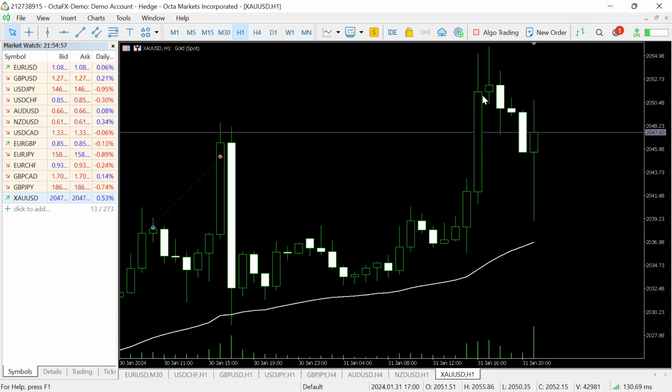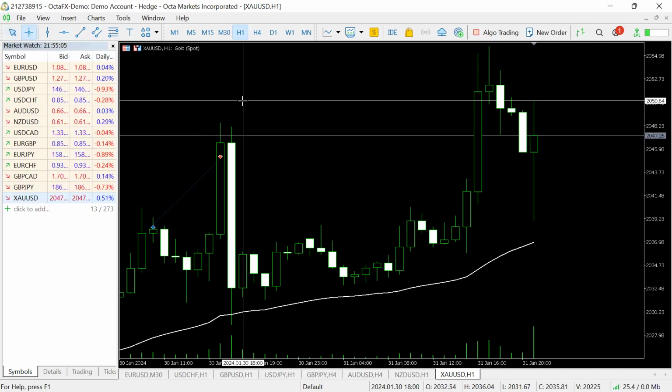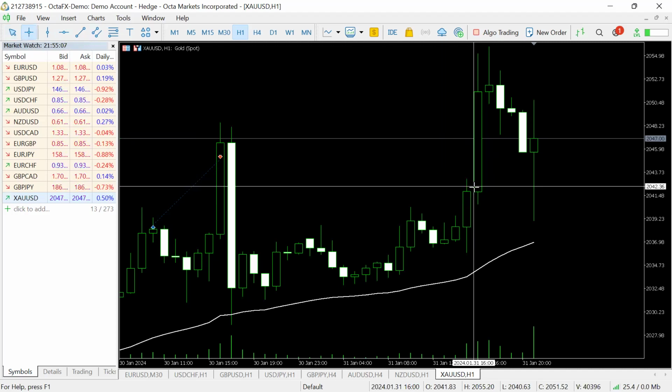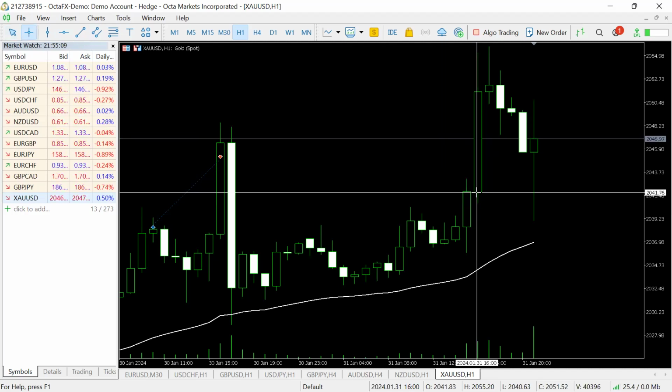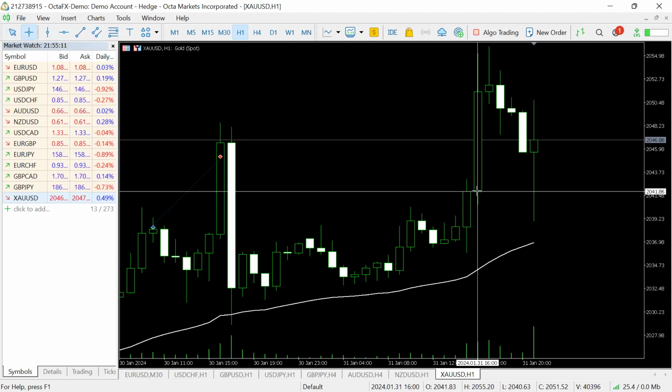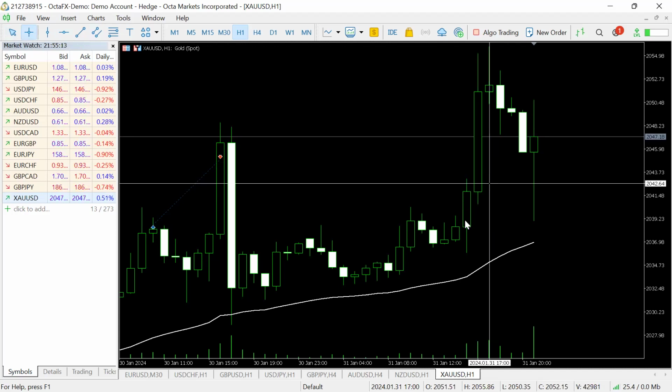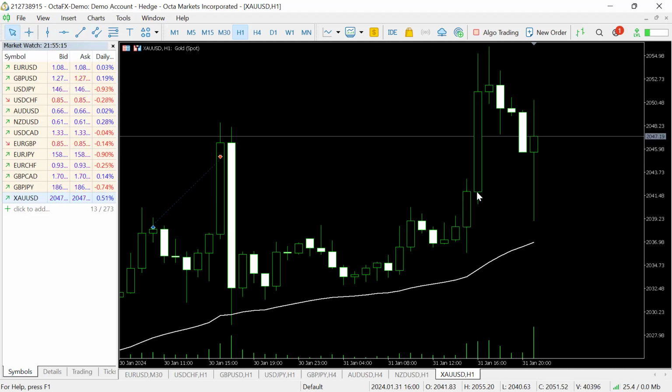What's the open for this candle? 2041.83. So let's go and look at 2041. I'll use my cursor, 2041.83. You can see where we are. This is where this candle started from, somewhere around here. That's the open.